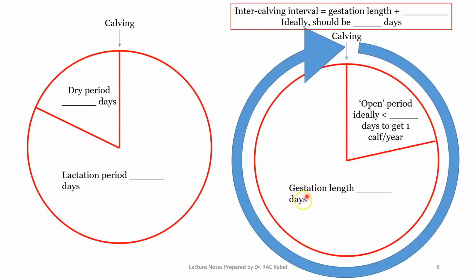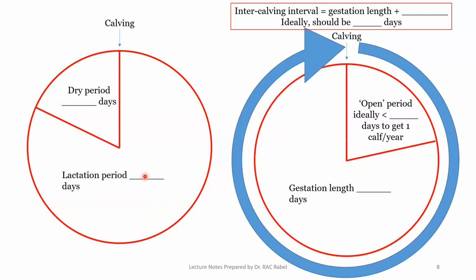Right. So as I mentioned earlier, the intercalving interval is either lactation plus dry period, which is 1 year, or pregnant plus non-pregnant period, which again should ideally be 1 year, right? So both of these should ideally be 1 year. You should know by now how to fill these spaces, right? So these are called the open period, right? So do a calculation and see. So as you would imagine, this is not fixed, right?